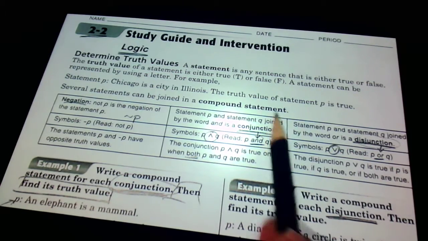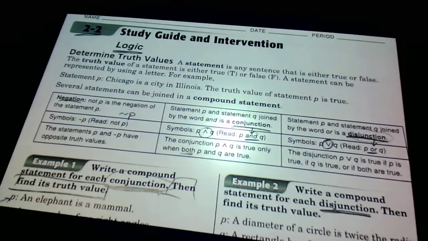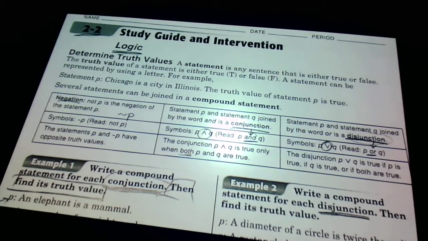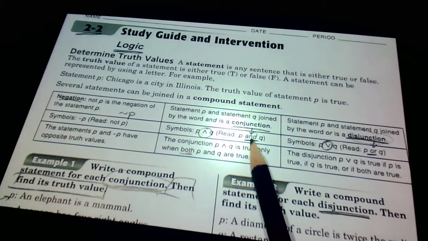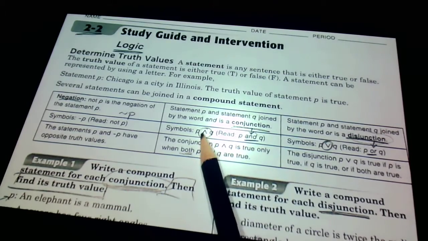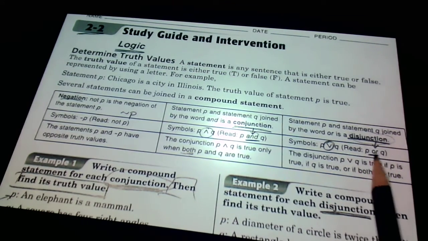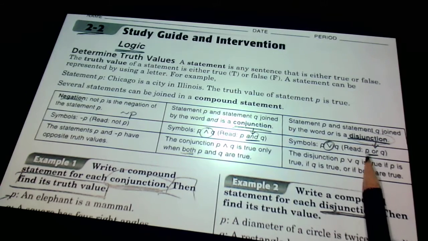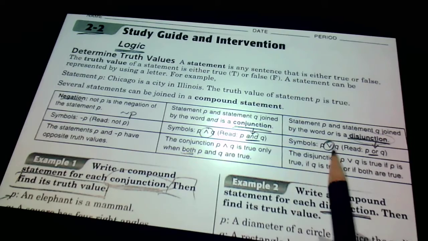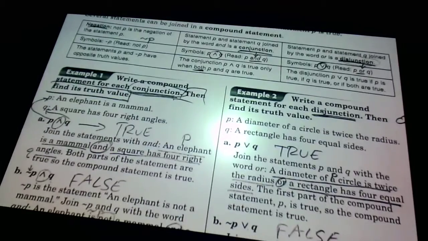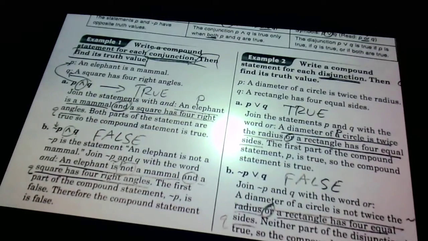All right, the two types of compound statements that we had, statements joined together, and it can be two or more. We have a conjunction, and those things are joined with the word and. The symbol for that is like the little caret that you use in English, or little rooftop, or little exponent button that some of you use on your computers. And then we have disjunctions, which is, again, two or more statements, and it's joined by the word or. And then we use a little upside down V for that. All right, so let's jump down here into these examples.